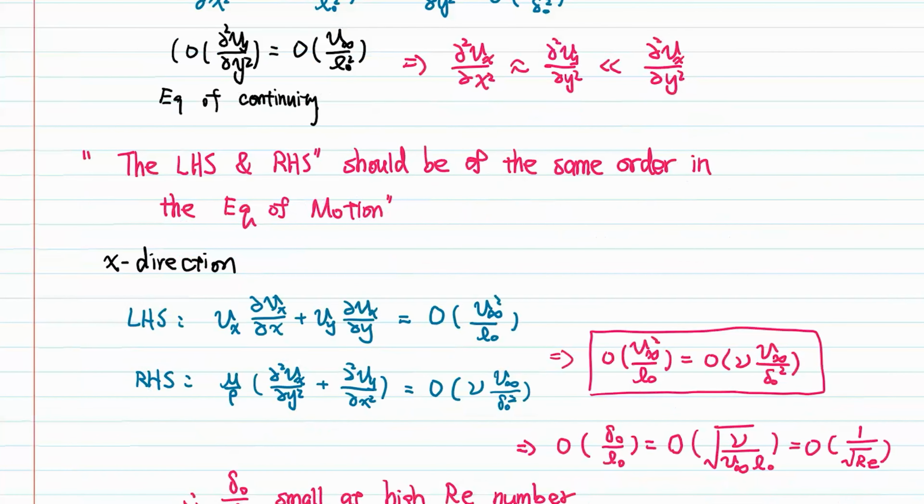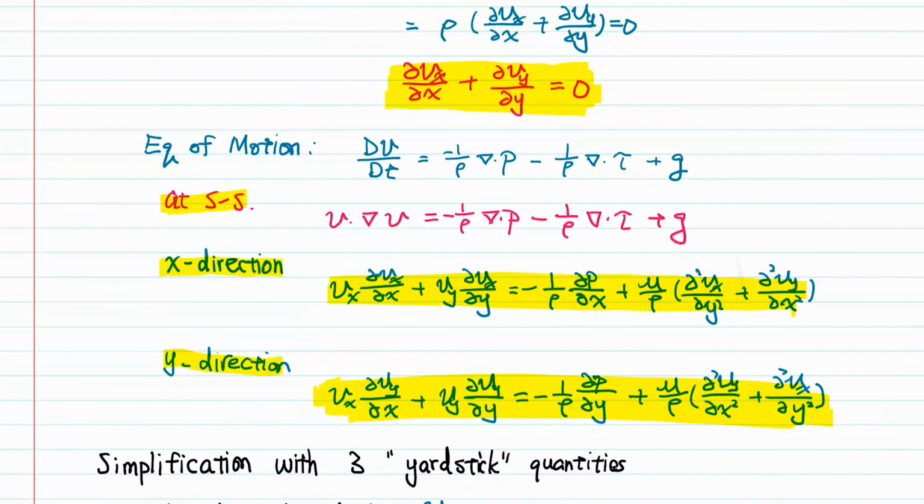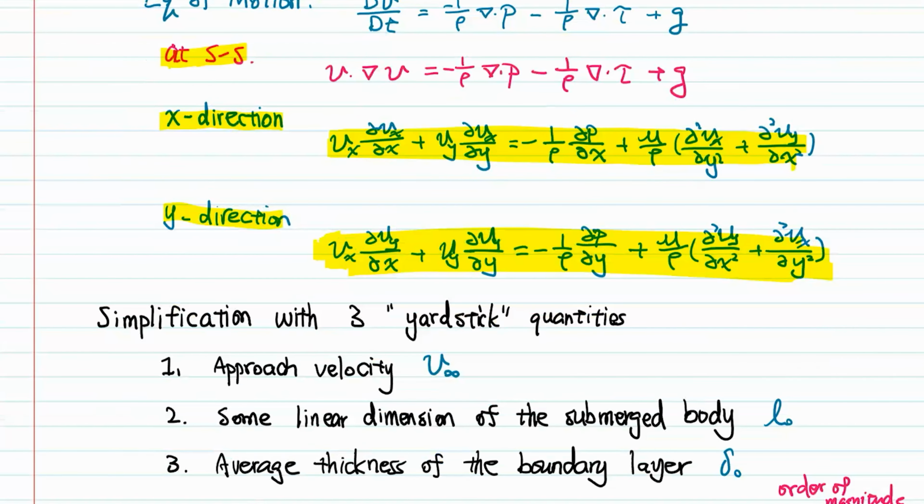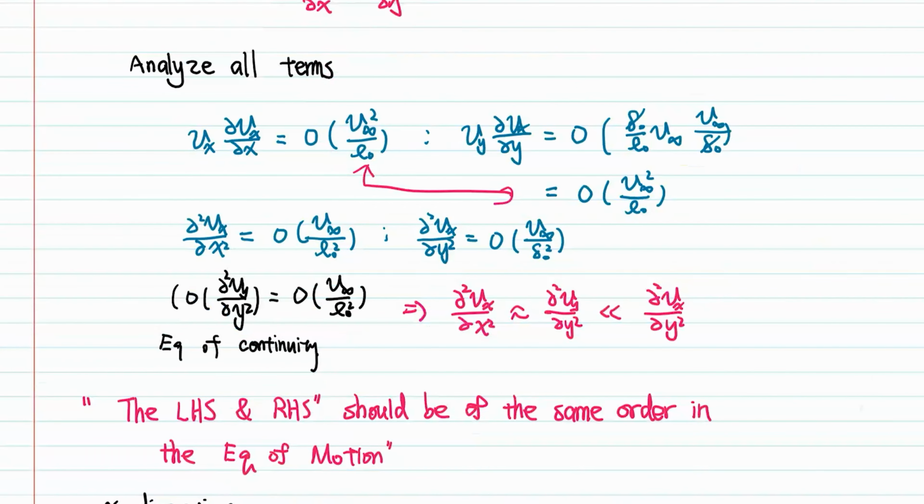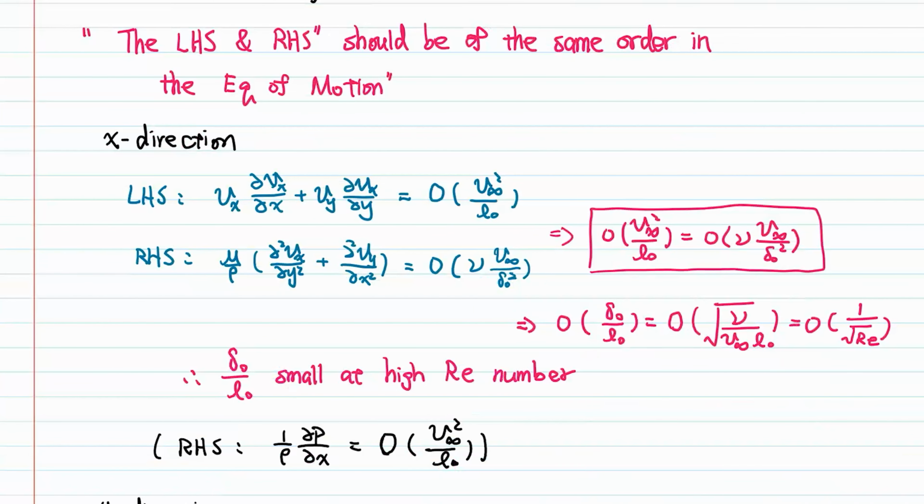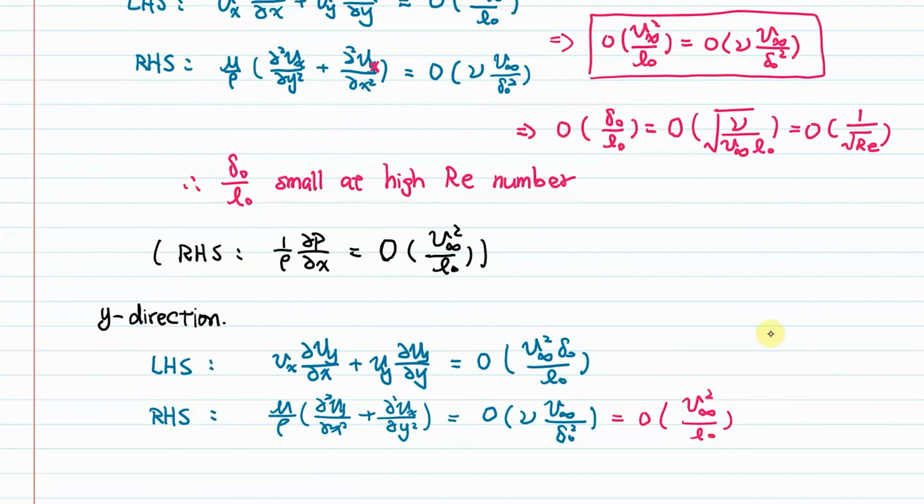I noticed that I made a mistake somewhere, so let me try to make this correction real quick. So let's come back to the equation of motion. I think I've written this incorrectly. So these are all Vx and these are all Vy in the equation of motion. Okay, so coming back here, this is also Vx. And these are all Vy.